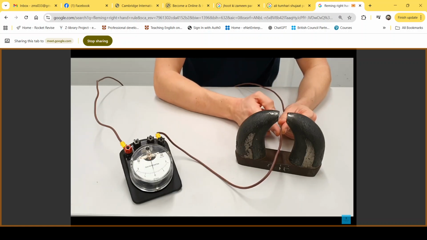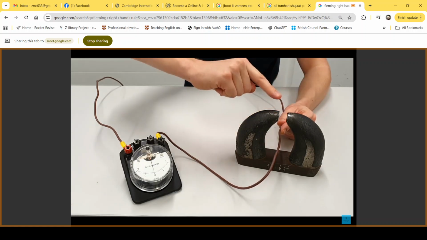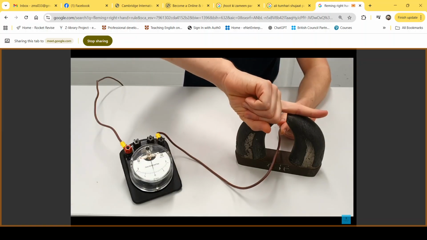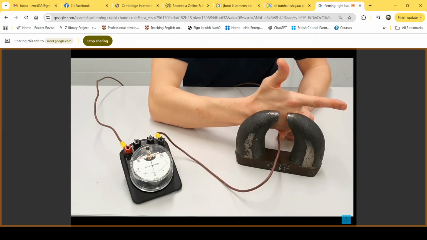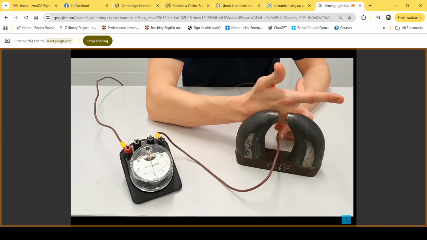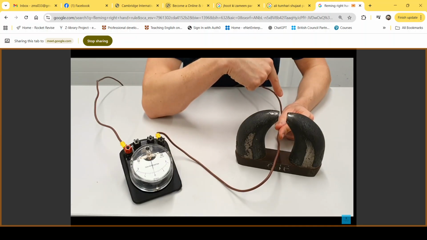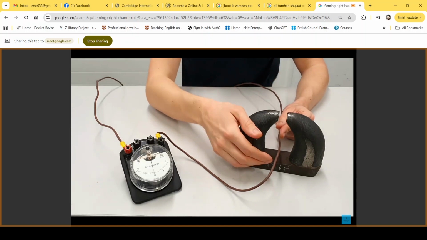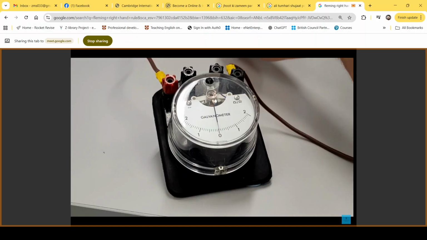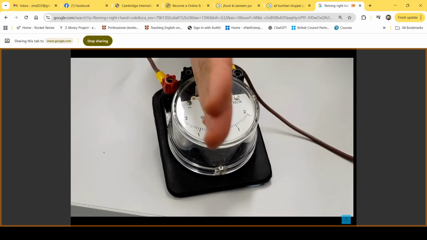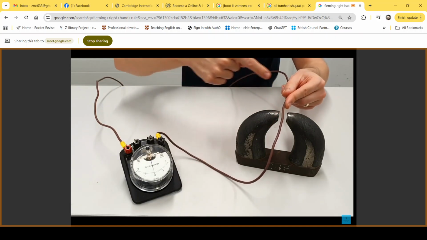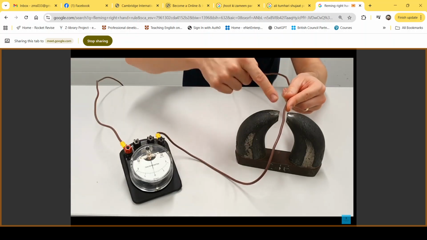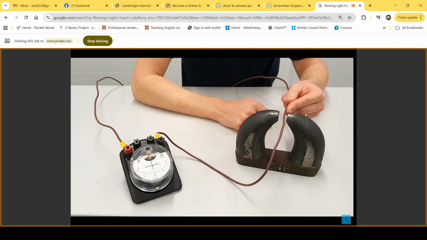Now if I move my conductor up through the magnetic field, I've still got the knuckle at north pointing to the south, but this time I'm going to move the conductor upwards. So my thumb for the movement of the conductor points upwards, which means the current will flow in this direction through the conductor. Let's see if that's correct. Watch the needle carefully. We might have seen that deflect just a little bit in that direction, which means the current is flowing this way through the galvanometer. Therefore, Fleming's right-hand rule holds true.